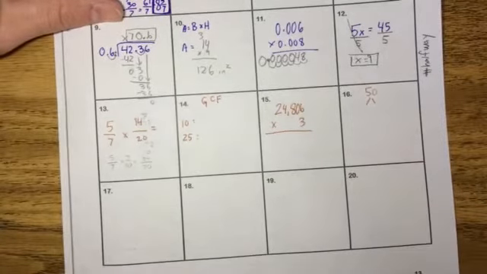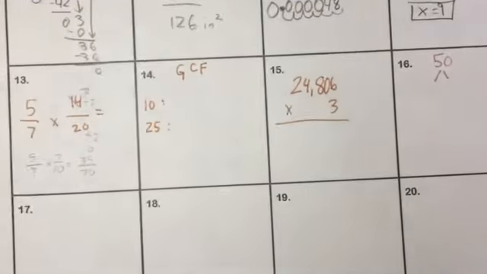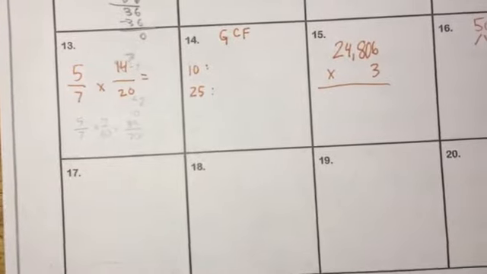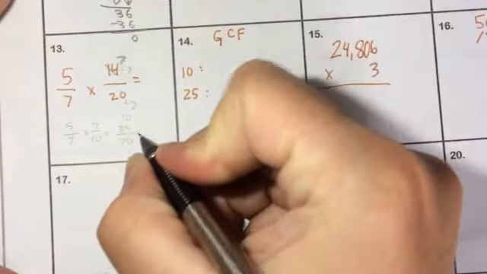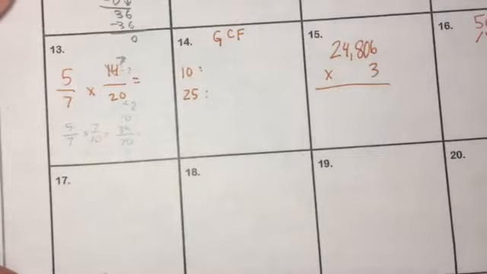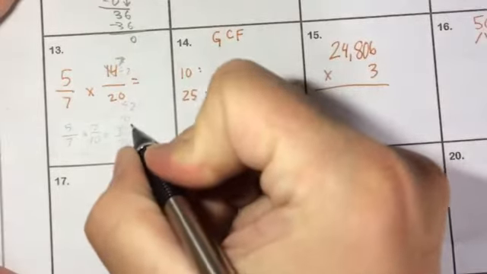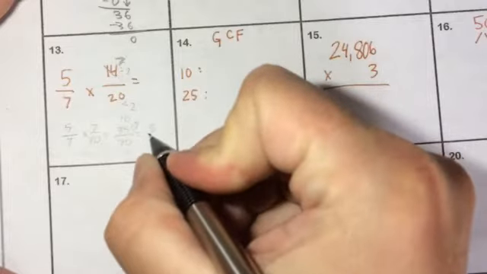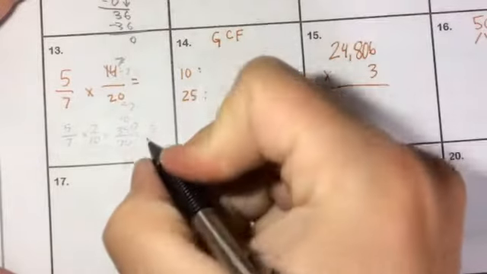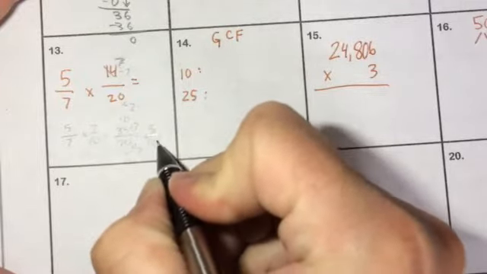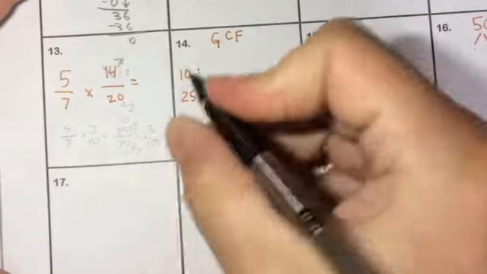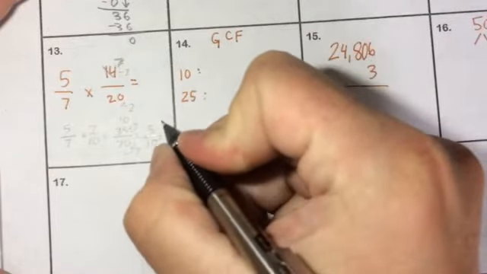And then I know that these can still be reduced. Actually, you know what, 7 can go in both of these. I know that 35 divided by 7 is going to get me 5, and I know that 70 divided by 7 is going to get me 10. And then I can reduce one more time to get 1/2. So 1/2 should be your final answer here, folks.